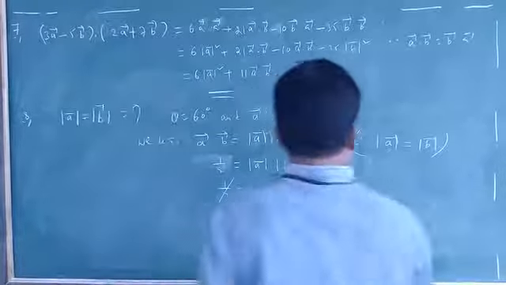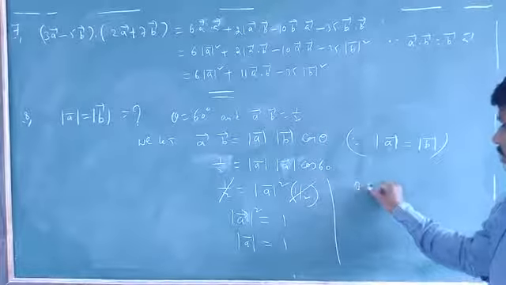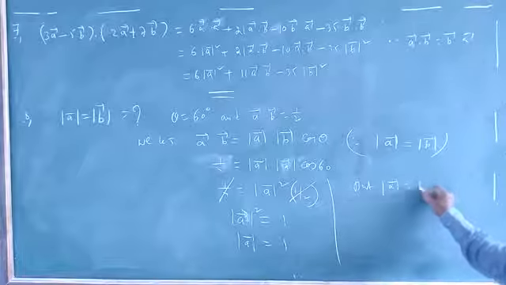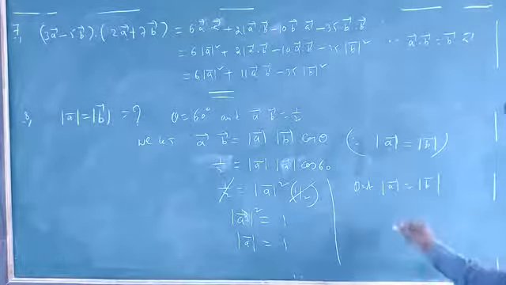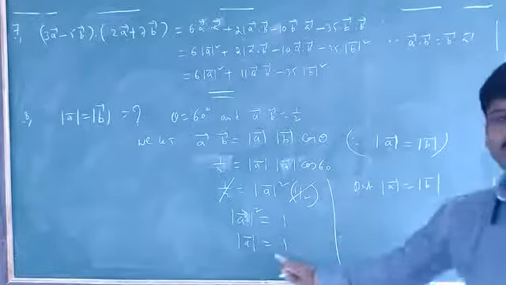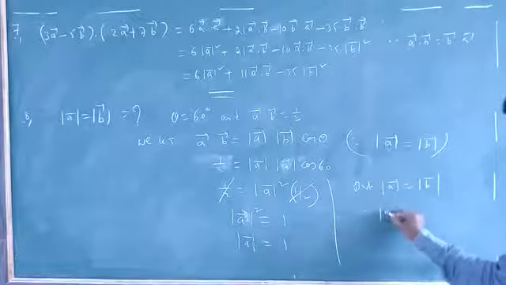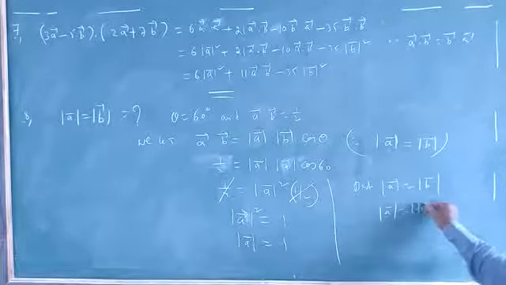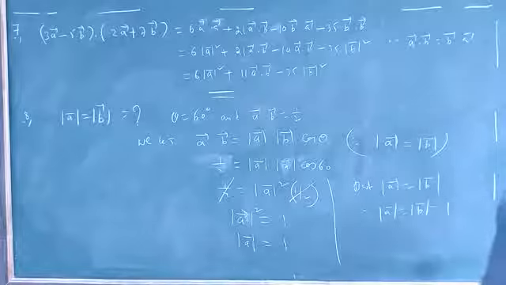And as well as mod b also. But what is given? Mod a bar is equal to mod b bar. So mod a bar value, mod b value, 1 only. Therefore mod a bar is equal to mod b bar is equal to 1. Did you get this one?